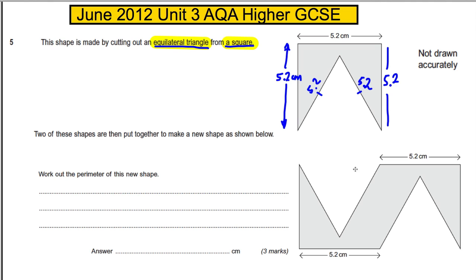Now what's the perimeter of this shape here? Well, we know everything is 5.2. So we've got 1 5.2, 2 5.2, 3 5.2, 4 5.2, 5. So 1, 2, 3, 4, 5, 6, 7 and 8. So it's simply 8 multiplied by 5.2 and therefore it's 41.6 centimeters.